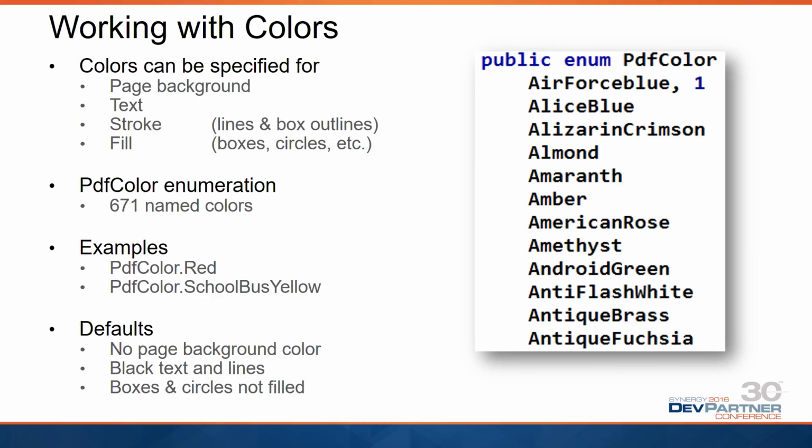Working with colors, there's an enum that's defined that has 500 or 600, I believe, named colors. So you can really come up with some good-looking content. So PDF color dot, and of course you're going to get the IntelliSense in Workbench and even better in Visual Studio to help you pick those colors. Defaults, as I've said, is black on white, essentially, for text and boxes and circles and things like that.